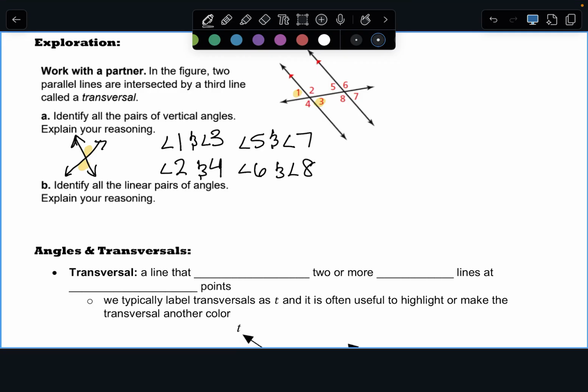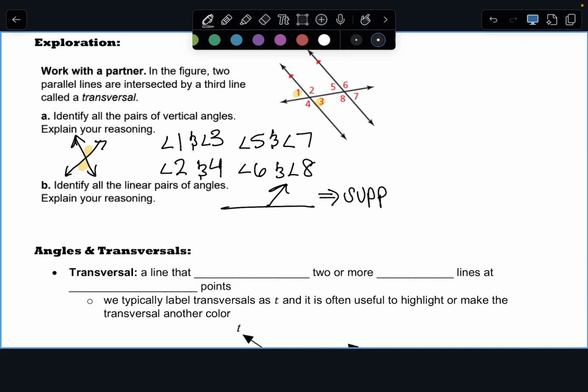So we have vertical angles in here. That's our X shape. And we also have linear pairs. If you remember, linear pairs were two angles that were adjacent, right next to each other, but on a straight line. And if we remember something about linear pairs, are linear pairs supplementary or complementary? If they form a straight line that measures 180 degrees, they would be supplementary.